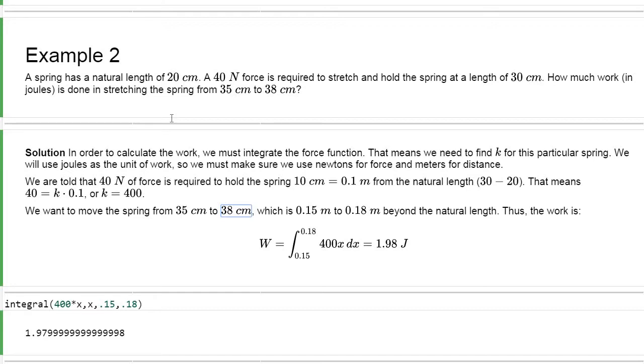So the natural length is 20, so 35 is 15 centimeters from natural, which is 0.15 meters. And 38 is 18 centimeters, or 0.18 meters from the natural length. That's what our limits of integration need to be. 0.15 meters from the natural length, stretched to 0.18 meters from the natural length, and the force function is 400x. And this turns out to be almost 2 joules.